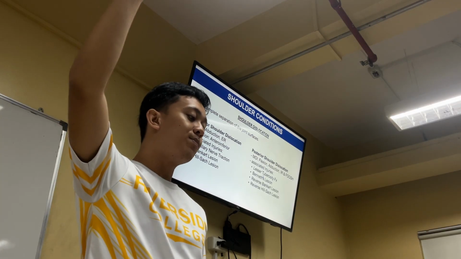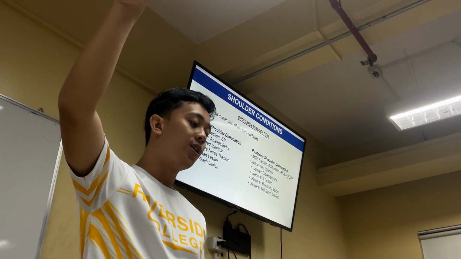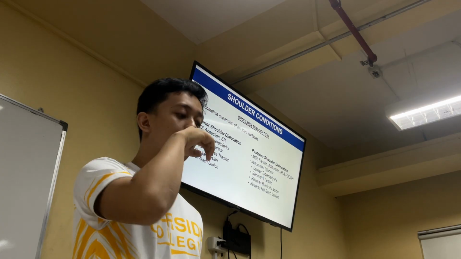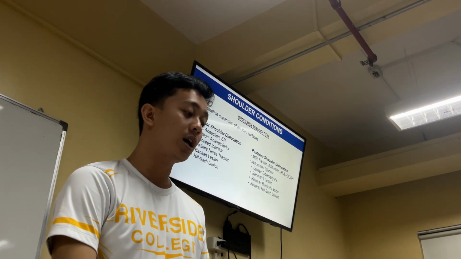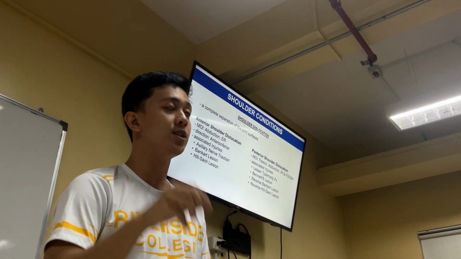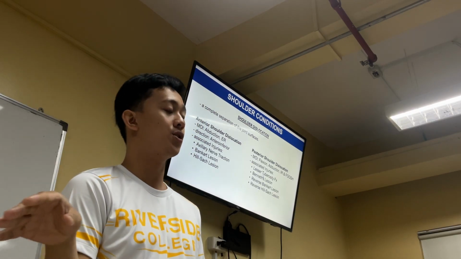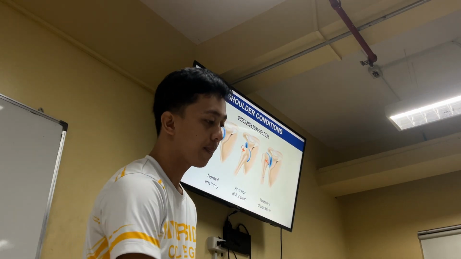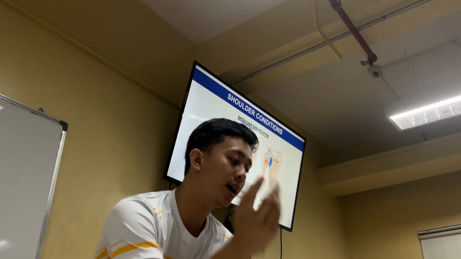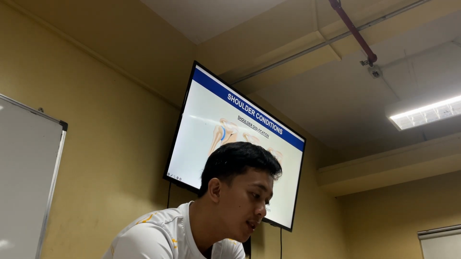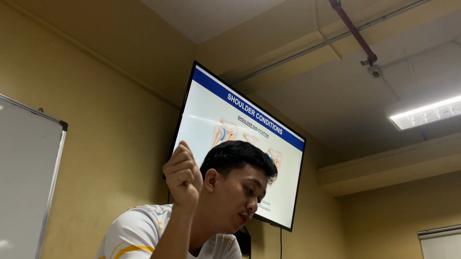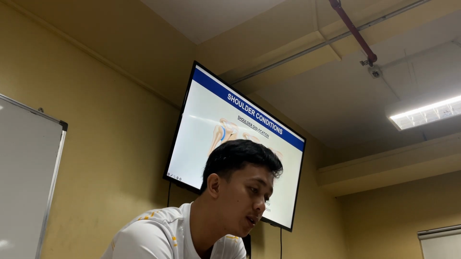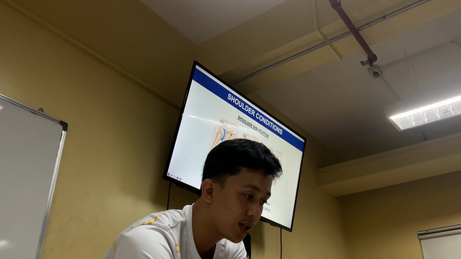We will discuss Bankart lesion and Hill-Sachs lesions later. With your posterior instability or shoulder dislocation, there will be Bennett's lesion, reverse Bankart, and your reverse Hill-Sachs lesion. Will be discussed later under your SLAP lesions. So, yeah, just a picture to show the normal anatomy of your shoulder. And this is anterior dislocation, nag-move lang siya anteriorly. And your posterior dislocation, nag-move lang siya posteriorly.